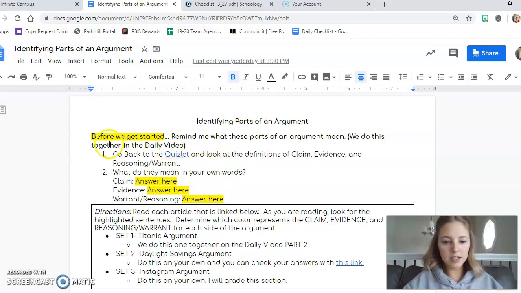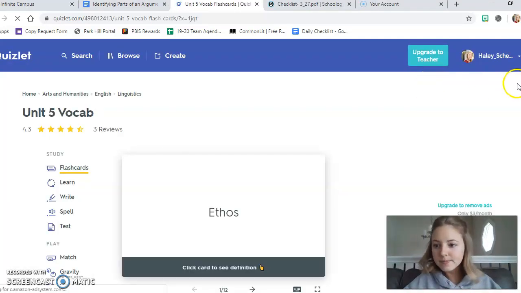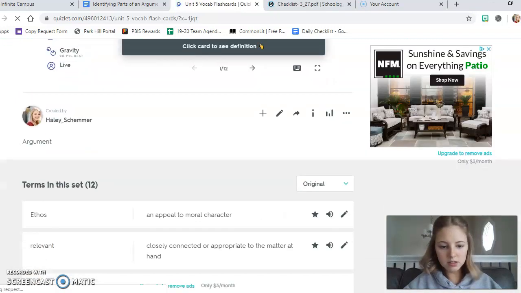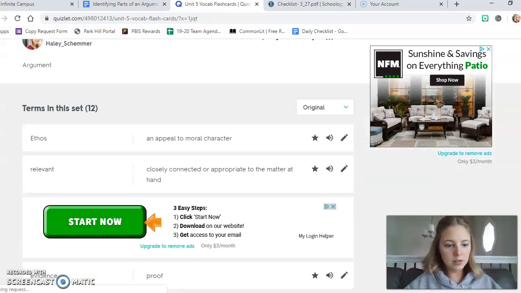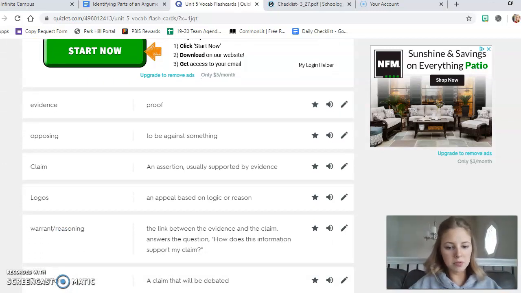Okay, so at the beginning of the assignment, it says, before we get started, remind me what these parts of an argument mean. We will do this together in the daily video. So number one, it says, go back to the Quizlet and look at the definitions of claim, evidence, reasoning/warrant. And I have it linked there for your convenience. We scroll down. Okay, so here is our vocab list, and it says that we need to be looking at claim, evidence, and warrant/reasoning.